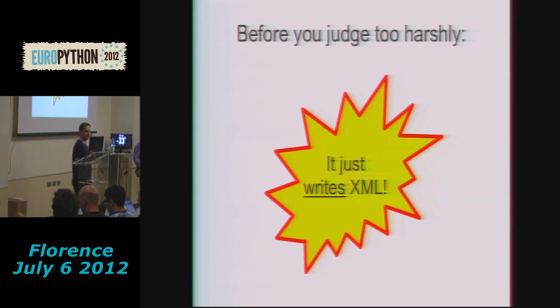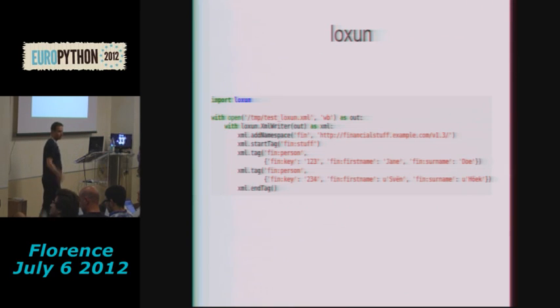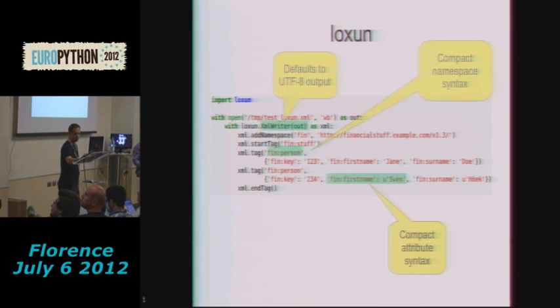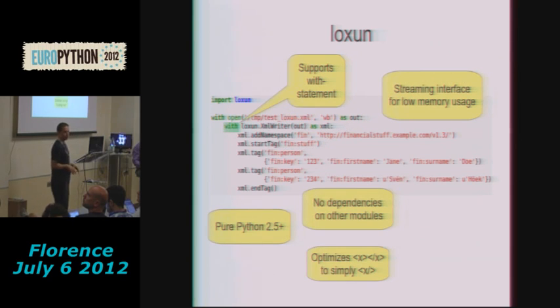Before you judge me too harshly, it just writes XML. So it just tries to do one thing, and it tries to do it well. The source code you end up looks like this. So this is basically compact notation for everything. It uses UTF-8 by default. You also can use the with statement for resource cleanup. It's a streaming interface. It's Python 2.7, pure Python, no dependencies to other modules, and it optimizes empty tags automatically.